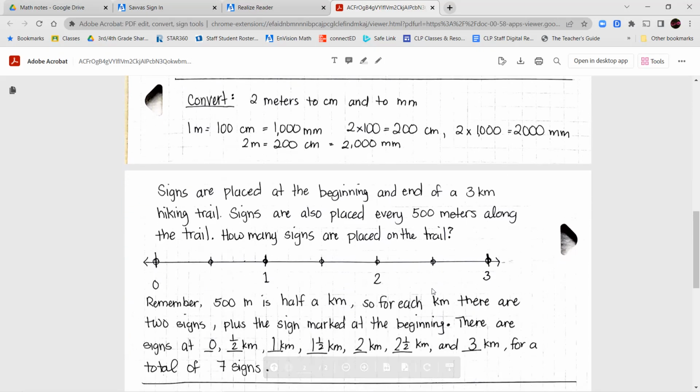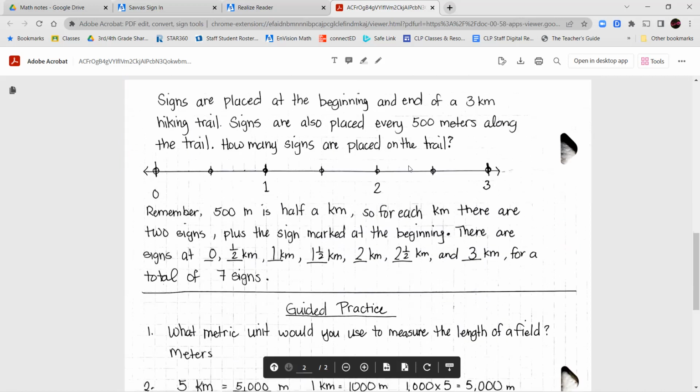For our next example, we're going to convert 2 meters to centimeters and to millimeters. So if 1 meter is equal to 100 centimeters and 1 meter is equal to 1,000 millimeters, 2 meters is going to be 2 times 100, which gives me 200 centimeters, or it's going to be 2 times 1,000 to give me 2,000 millimeters.